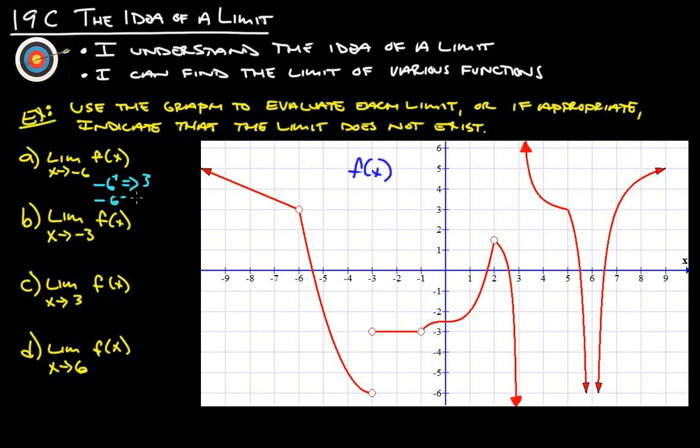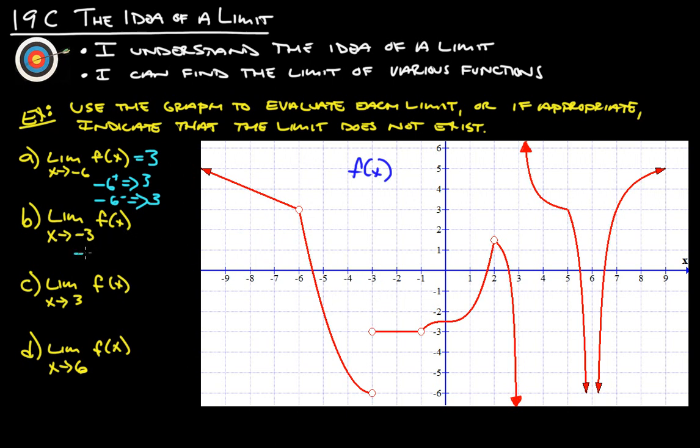-6 from the negative side, oh sorry, that was the negative side. The negative side is approaching 3. As it's coming from the positive side, it's also approaching 3. So the limit of this function here, since they're both approaching the same number, would be 3. Okay? Let's try the same thing for -3.